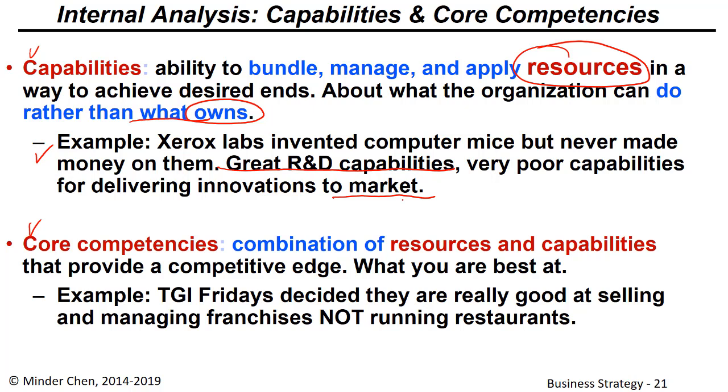Next is core competence. Core competence is your ability to combine resources and capabilities that provide a competitive edge to a firm. And it is what you're best at. In this example, some consider TGI Fridays figured out that they're really good at selling and managing franchises. They're not really good at running restaurants themselves. So selling and managing franchises is considered its core competence.